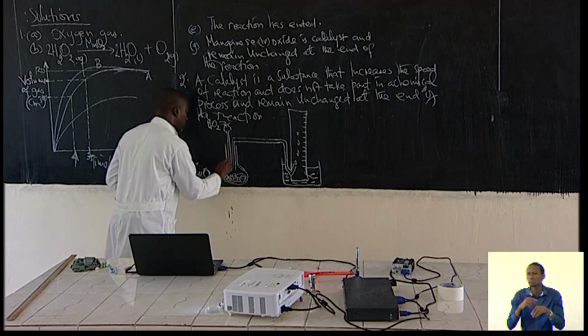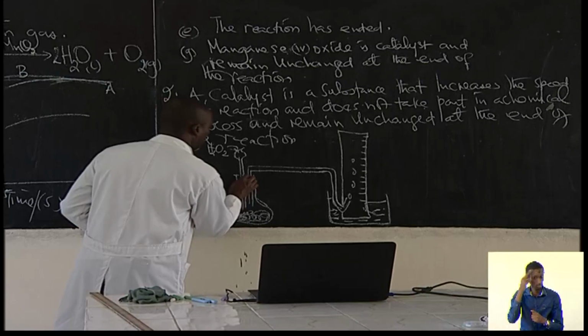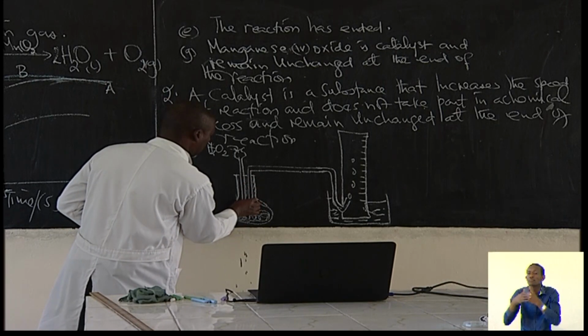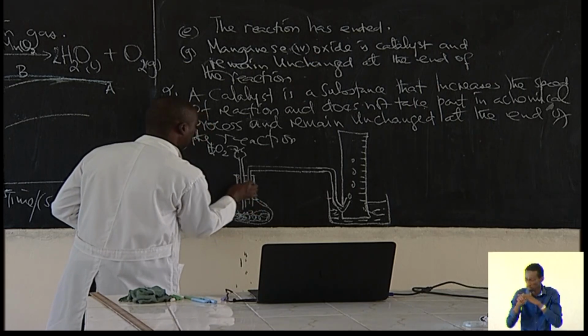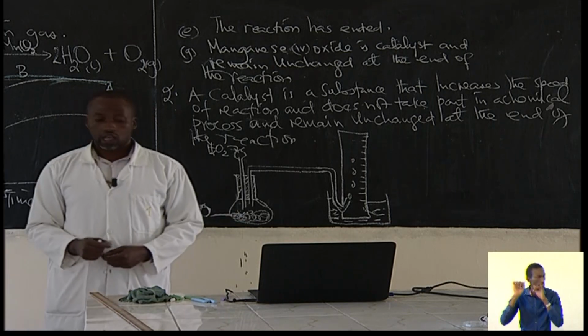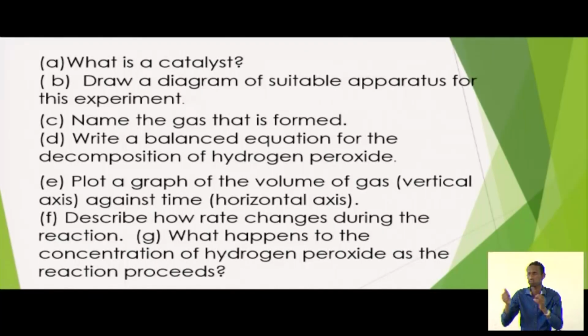Make sure you close these areas so that you don't lose the gas during the experiment. So all the gas that is produced here is collected. Name the gas produced. We had named the gas already before. That is part C. So we said the gas is oxygen. And write the balanced equation. We had even written the balanced equation for that reaction before.